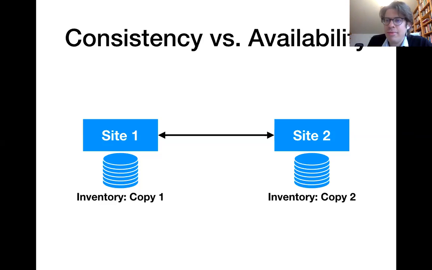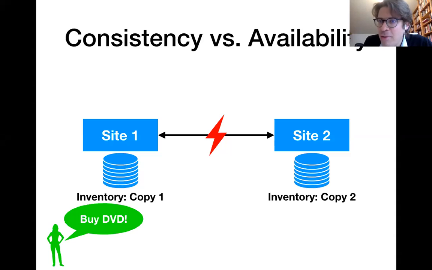Now let's assume that there is a communication failure. So here the network gets partitioned, we say, meaning that the different parts of our system cannot communicate with each other anymore. And now let's assume that there comes a customer who wants to buy something. So here, let's say somebody wants to buy a specific DVD.